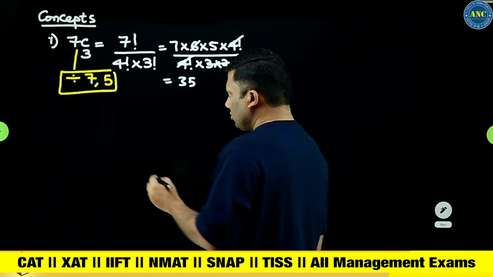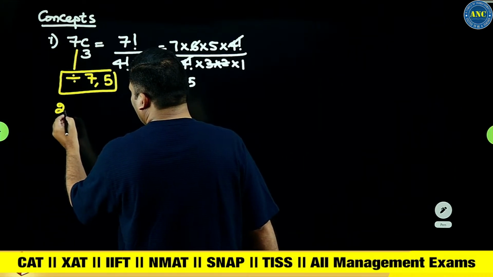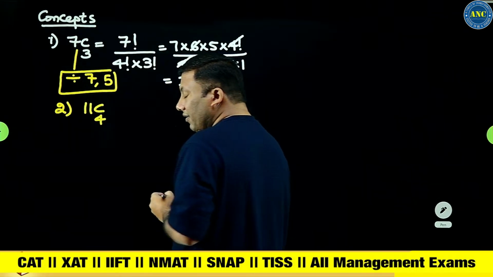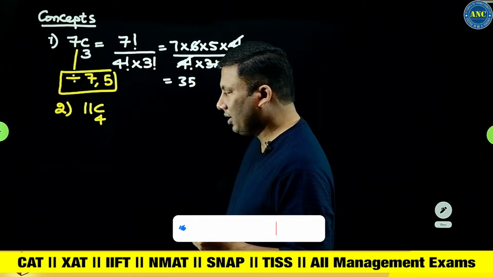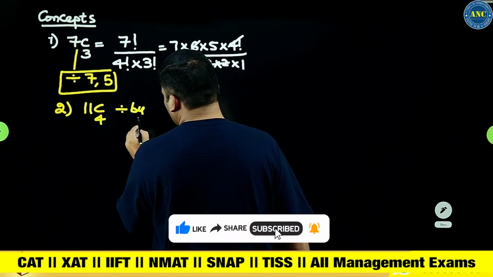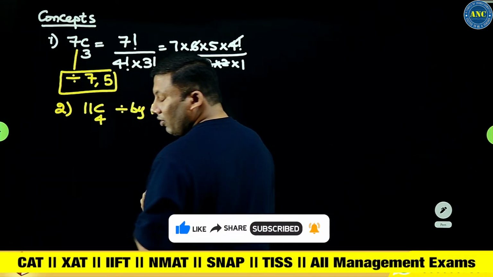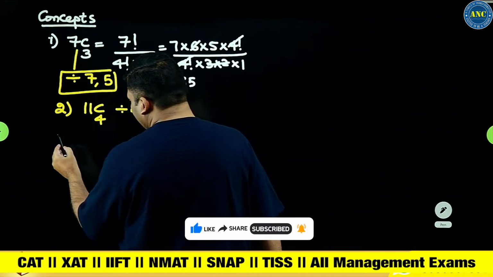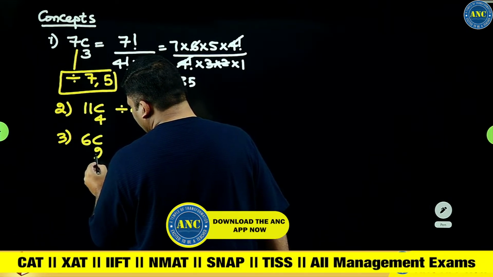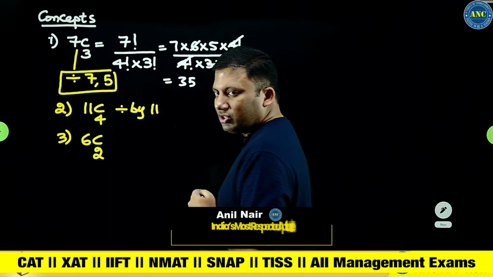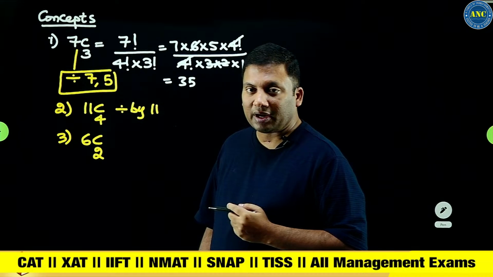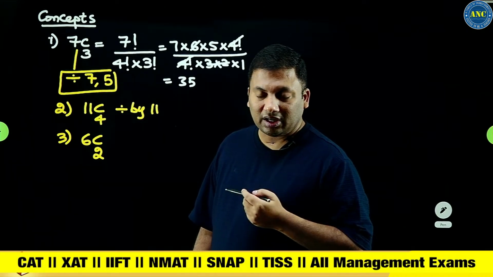Suppose, second example, 11C4. You don't do anything. 11 is a prime number, so the answer should be divisible by 11. Are you all with me? Sir, what if this is not a prime number? 6C2. Here 7 is a prime number, here 11 is a prime number, but 6 is not a prime number.